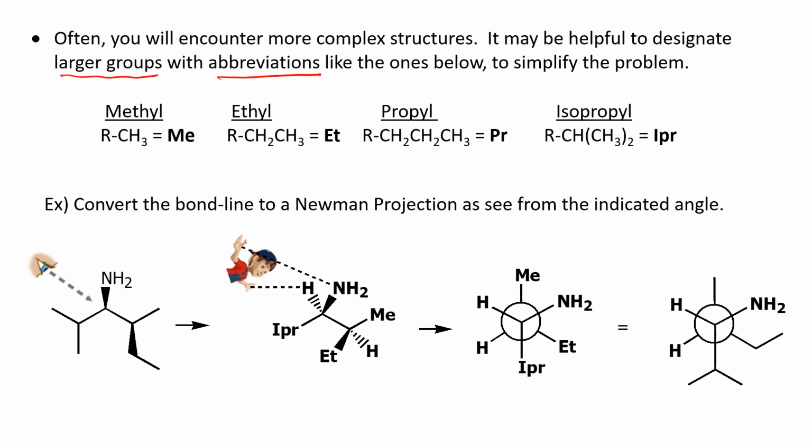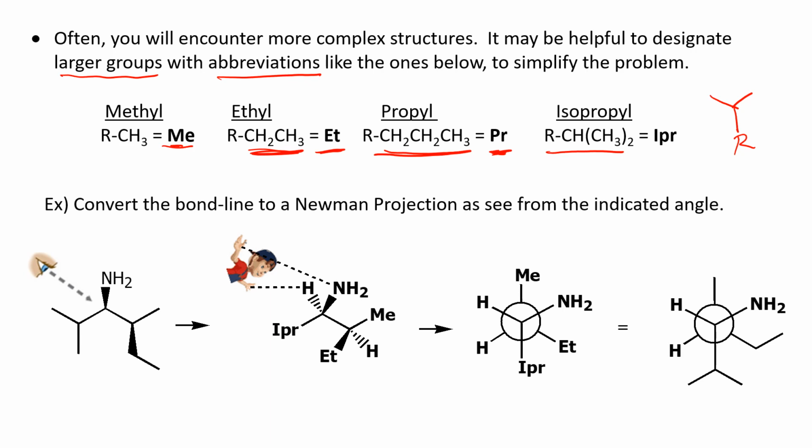For example, if you see a methyl group, you can just write it ME. If you see an ethyl group, instead of drawing out all of those, you can write it ET. If you see a long propyl group, you can write it as PR. And if you see an isopropyl group, you can call it IPR. It doesn't matter what you call these, as long as you know what your designation is.